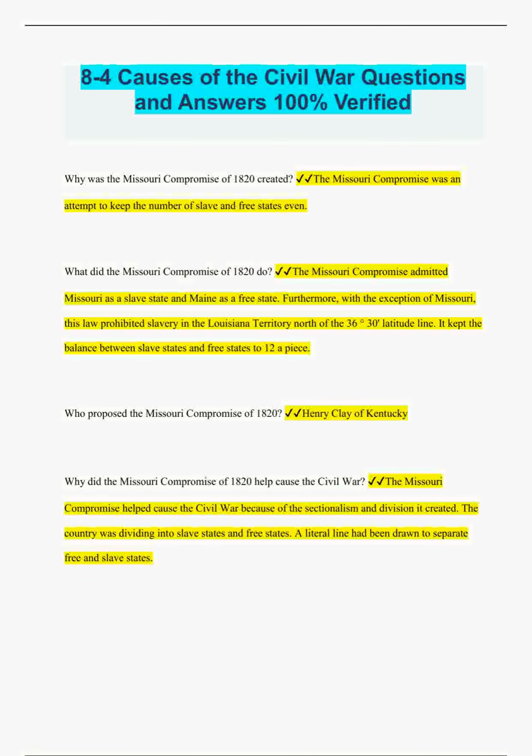Who proposed the Missouri Compromise of 1820? Henry Clay of Kentucky. Why did the Missouri Compromise of 1820 help cause the Civil War? The Missouri Compromise helped cause the Civil War because of the sectionalism and division it created. The country was dividing into slave states and free states. A literal line had been drawn to separate free and slave states.